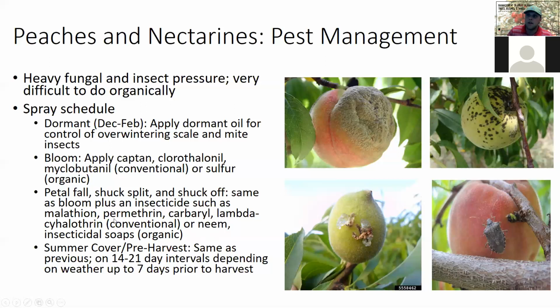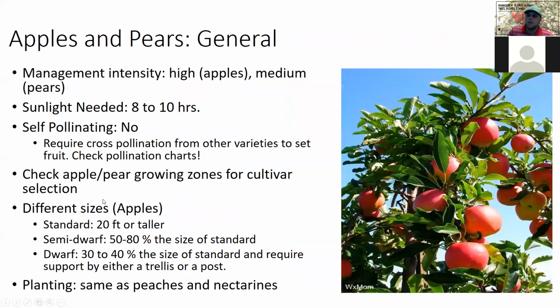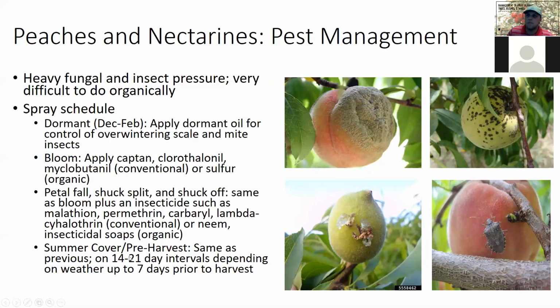The negatives there, as far as that goes, is once you get into the summer, some of these neem and oil products can be phytotoxic, meaning the heat. Once you get over 90 degrees, it can cause some foliar damage to the trees. So that's just something to keep in mind. With some of these organic products, they do have some limitations.